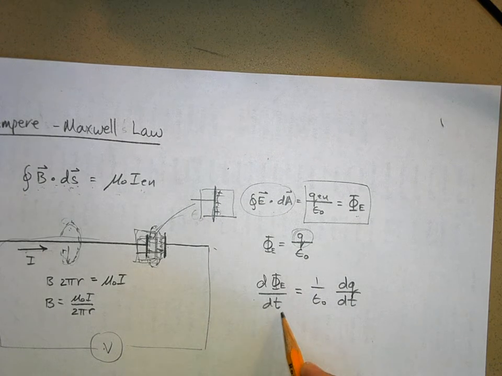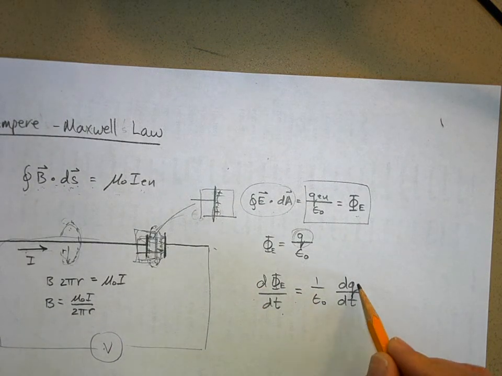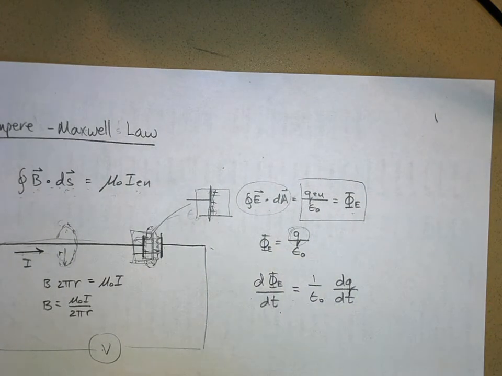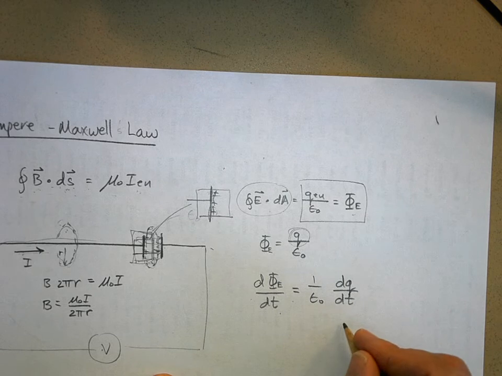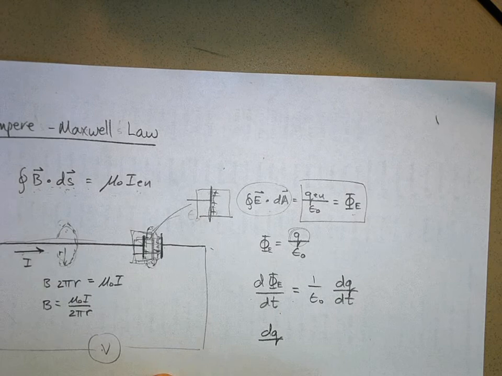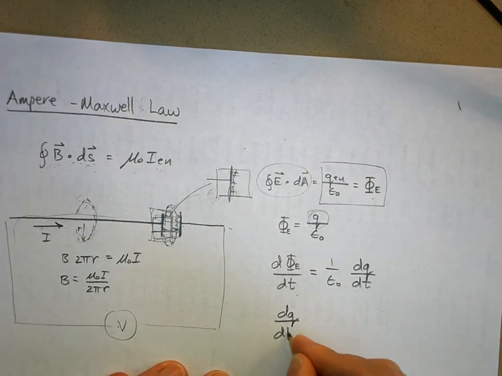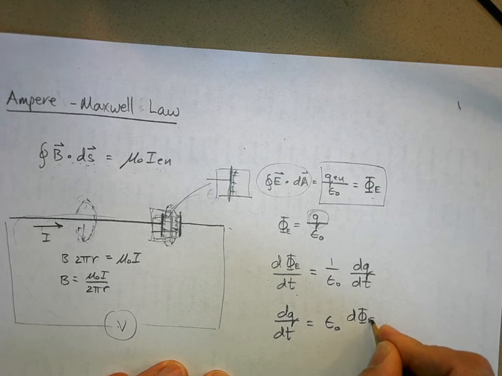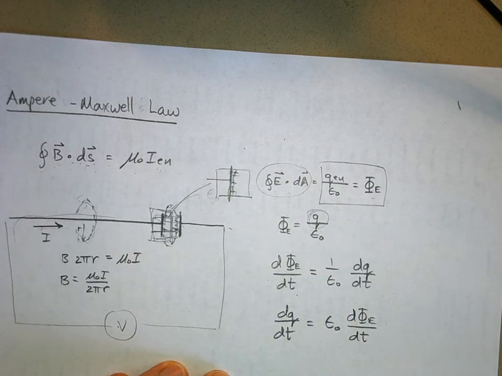So the rate at which I add electric flux to my capacitor is equal to the current that's coming into that capacitor, right? What is dq dt? It's the current that's coming into the capacitor. Well, I'm just going to solve for it. Am I still on screen? Yes, okay. dq dt is equal to epsilon naught times d phi dt.